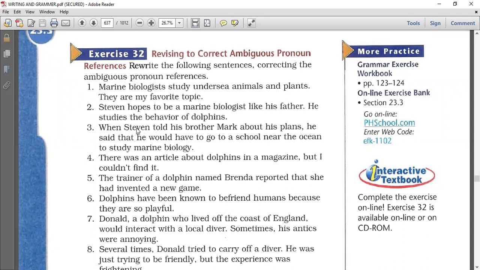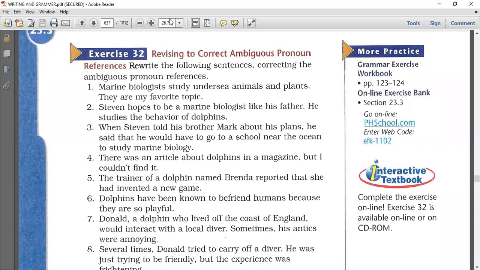Yes, Yusuf, I'm all ears. Marine biologists study undersea animals and plants, which is my favorite topic. Okay, it's clearer now. Thank you. Yusuf said marine biologists study undersea animals and plants, which is my favorite topic, right? Am I right, Yusuf? Yusuf, can you hear me? Okay. Number 2.